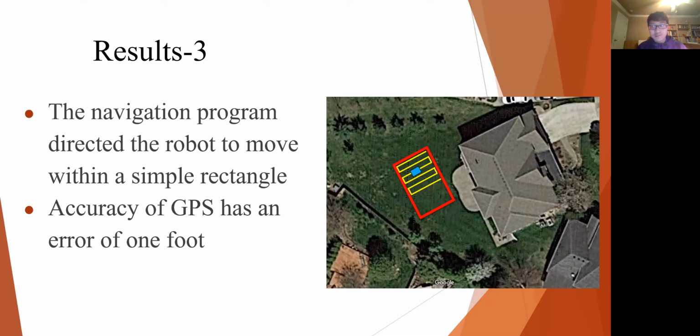However, the accuracy of GPS has an error of about 1 foot, so within the program there is padding to allow for that 1 foot to be accounted for, so it stays within the map.